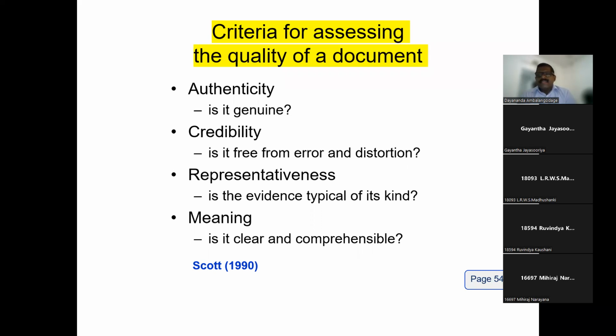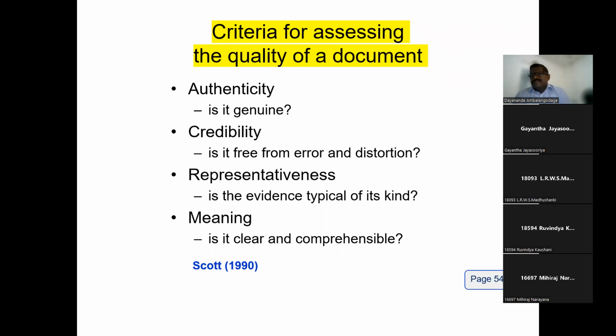First one is authenticity. With authenticity we are asking: is it genuine? Is it deliberately created, or is it genuine? Then credibility: is the source free from error and distortions? So credibility we have to consider. And representativeness: is the evidence typical of its kind? Is the particular evidence representing the situation, the concept or the issue we are studying? And meaning: is it clear and comprehensible? Those are the things we use to measure the quality.